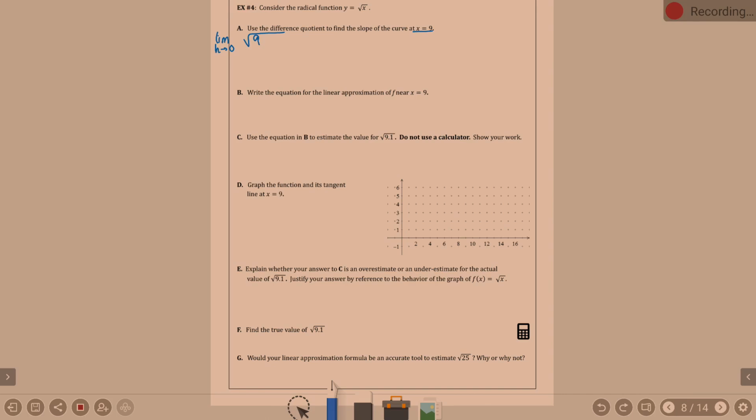Square root of 9 plus h minus f of x, except instead of x we're using 9, so minus the square root of 9, all over h. Now, square root of 9, at some point you could call that 3. But we have a radical up top, yes? That radical is not okay. Radical minus radical, what are we going to do here? We're going to multiply by the conjugate, square root of 9 plus h plus, can I just say 3? Yeah. Over square root of 9 plus h plus 3.